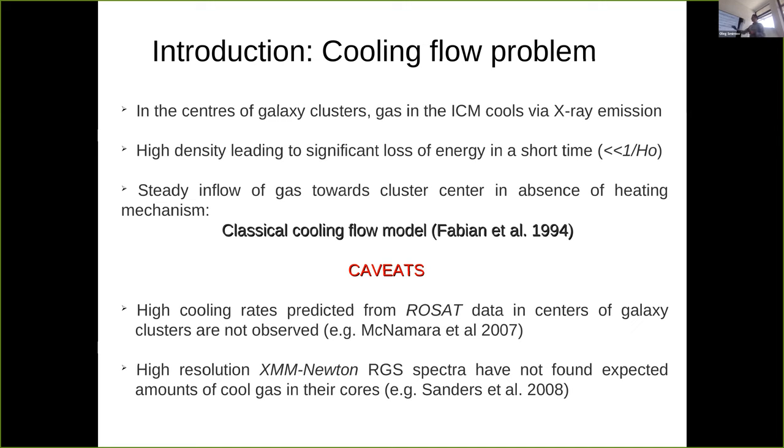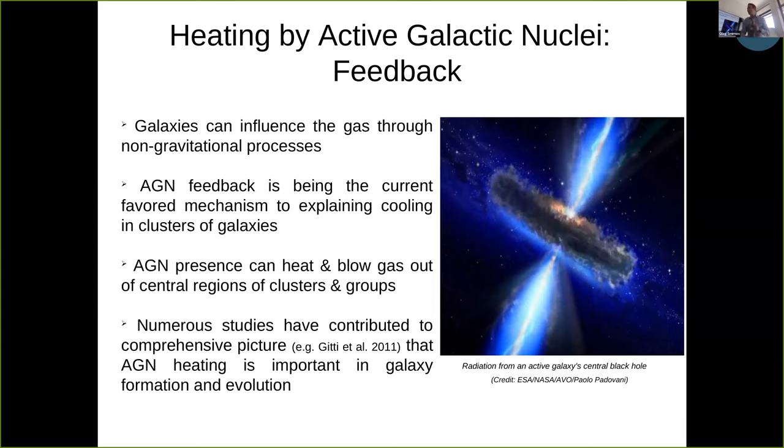First of all, the high cooling rates that were predicted from ROSAT data in the centers of galaxy clusters are not observed. And secondly, the higher resolution XMM-Newton RGS spectra have not found the expected amounts of cool gas in their cores. So this means that galaxies can influence the gas through non-gravitational processes. AGN feedback is currently the favored mechanism to explain cooling in clusters of galaxies.